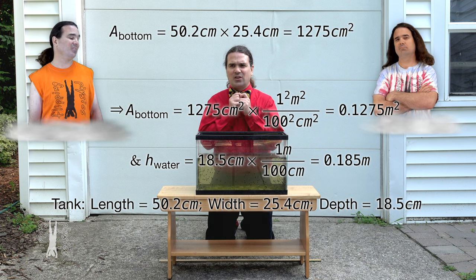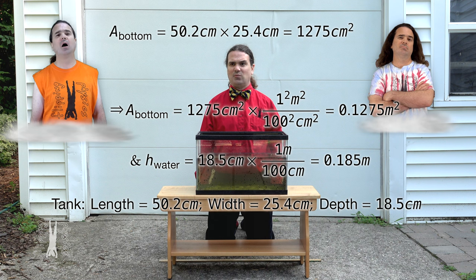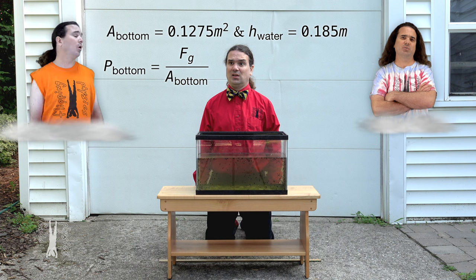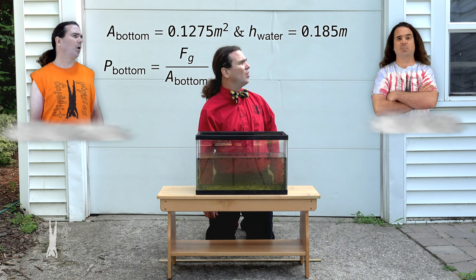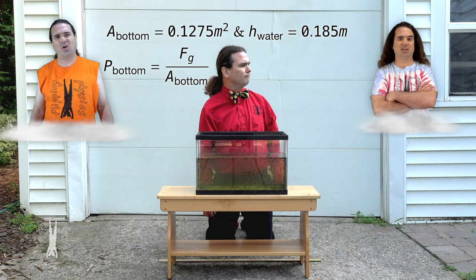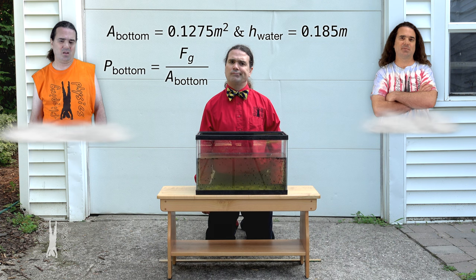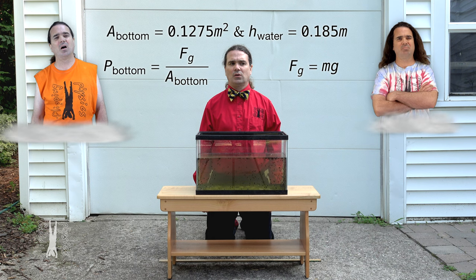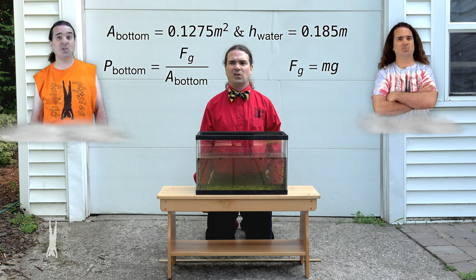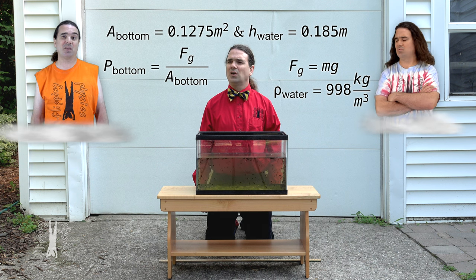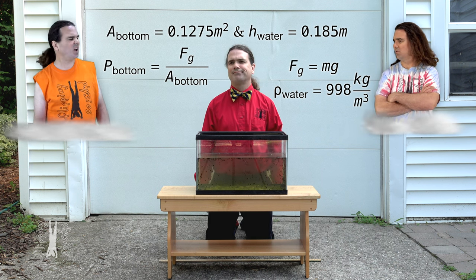But how do we solve for the pressure at the bottom of the tank caused by the weight of the water pushing down on the bottom of the tank? Well, we know pressure equals force over area. So the pressure at the bottom of the tank caused by the water must equal the force of gravity acting on the water over the area of the bottom of the tank. And force of gravity equals mass times acceleration due to gravity, but we do not know the mass of the water. But we do know the density of the water at room temperature equals 998 kilograms per meter cubed, but how does that help us?